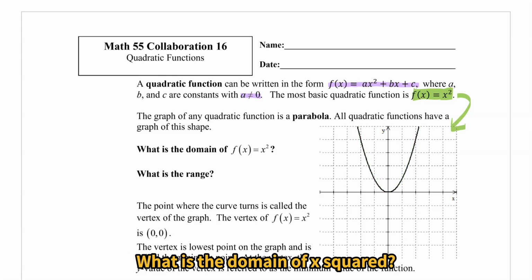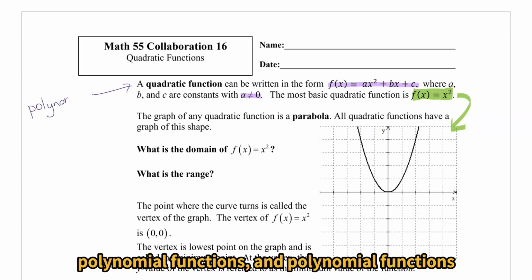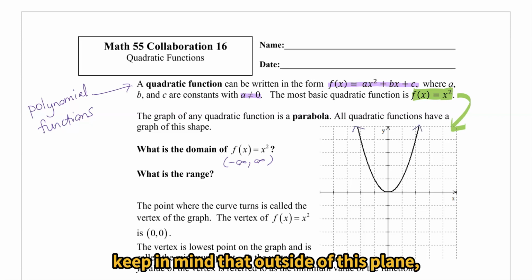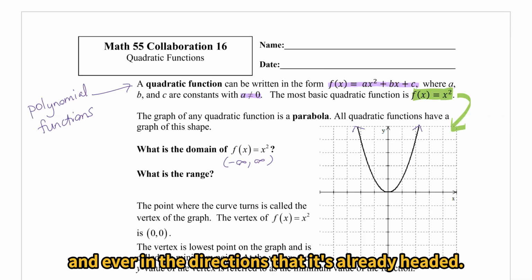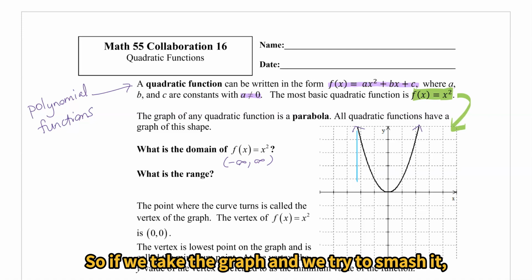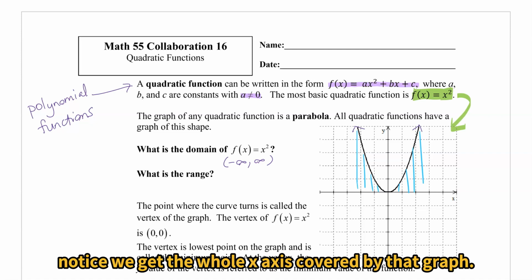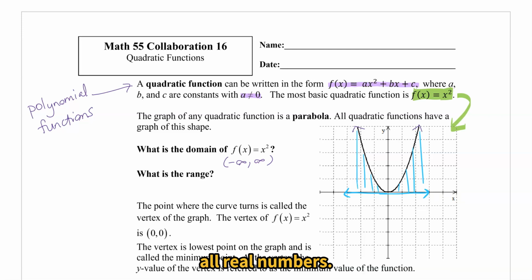What is the domain of x squared? Well, quadratic functions are a special form of polynomial functions, and polynomial functions have a domain of all real numbers. Looking at our graph, keep in mind that outside of this plane, the graph keeps going on forever and ever in the directions that it's already headed. So if we take the graph and we try to smash it like a panini press onto the x-axis, notice that we get the whole x-axis covered by that graph. And there we have the domain of x squared being all real numbers.